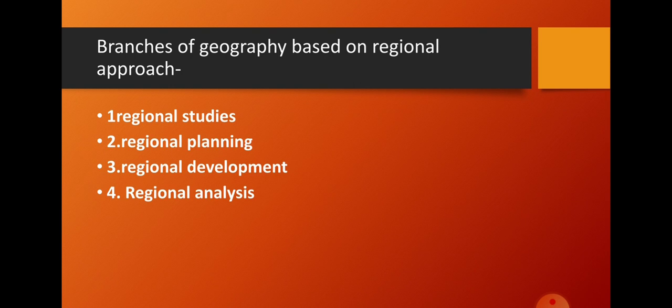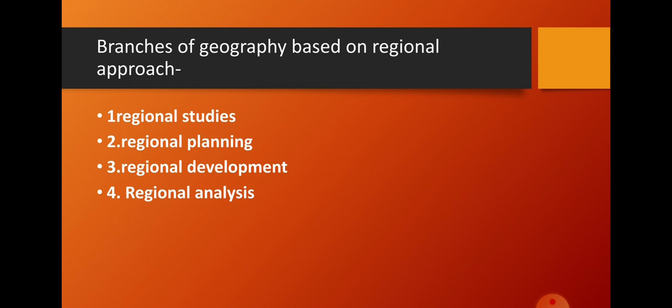At the beginning I said there are two branches, one is the regional approach and the other is the systematic approach. According to the systematic approach there are three divisions: physical geography, human geography, and third biogeography, which I discussed today. Now this branch has more subdivisions also.